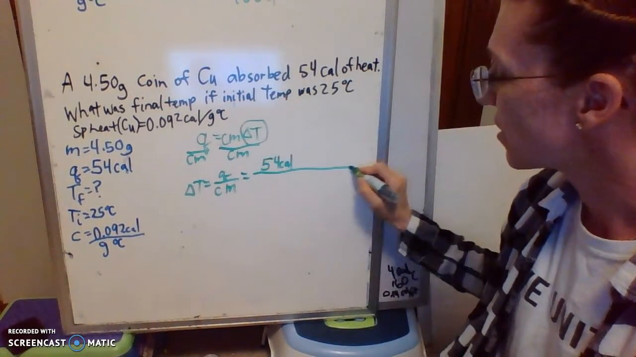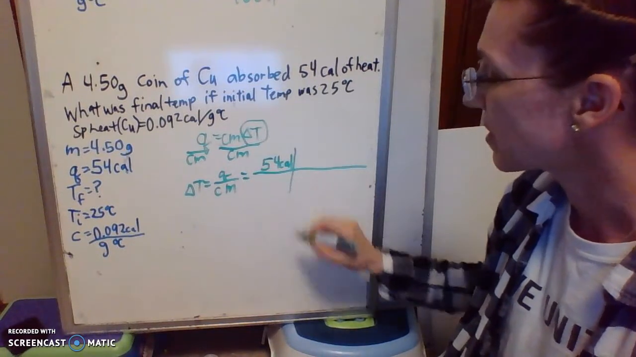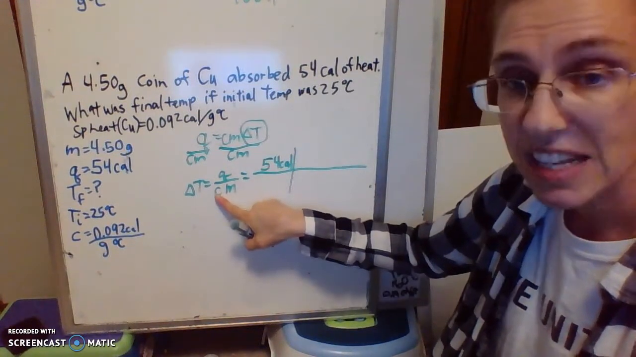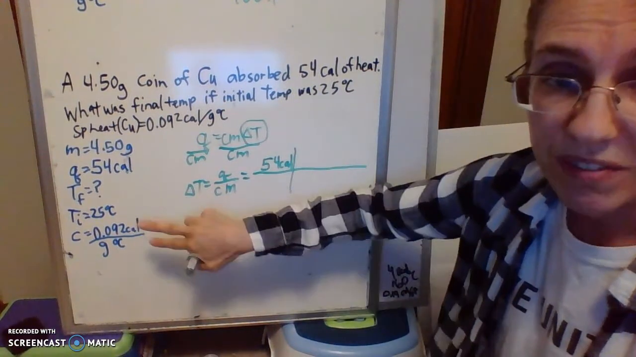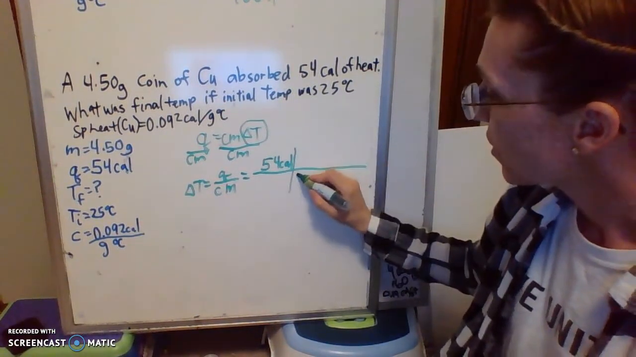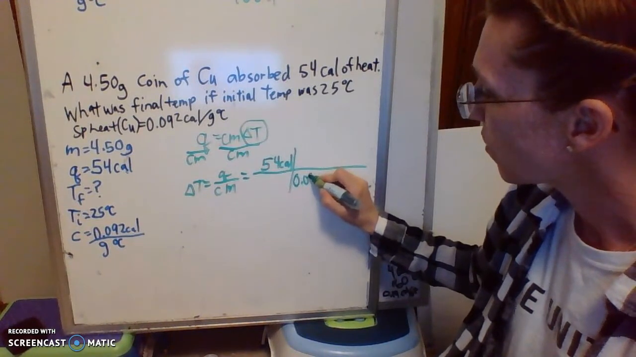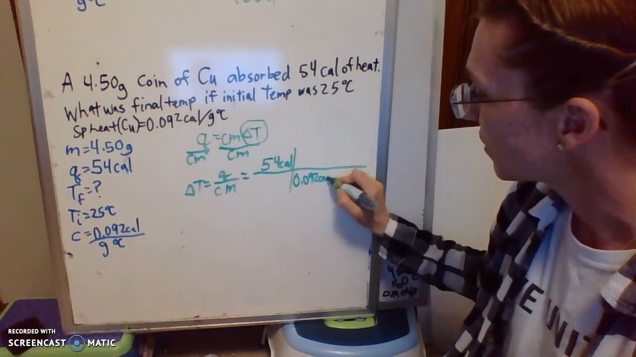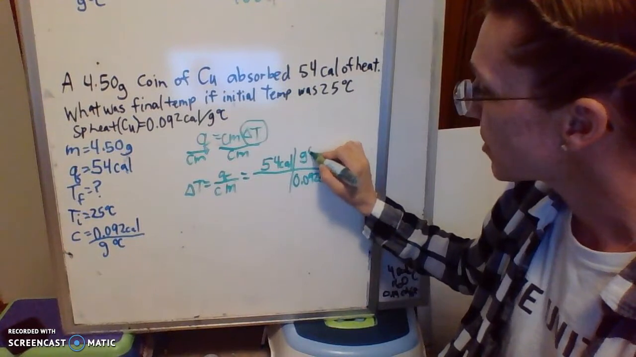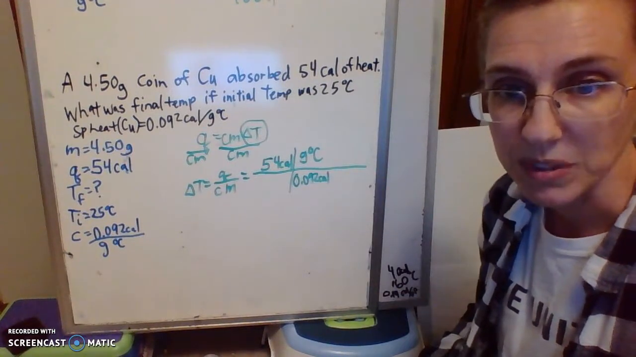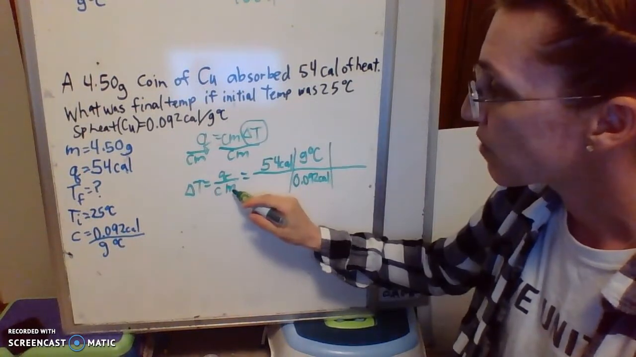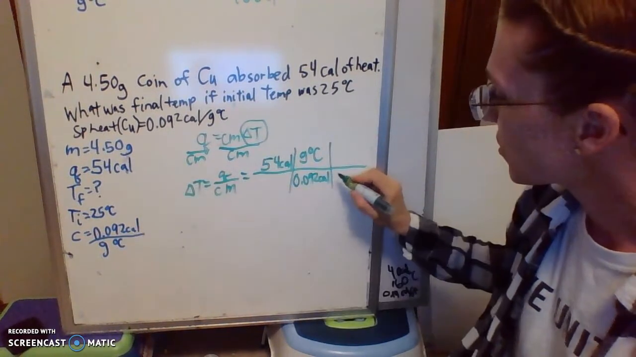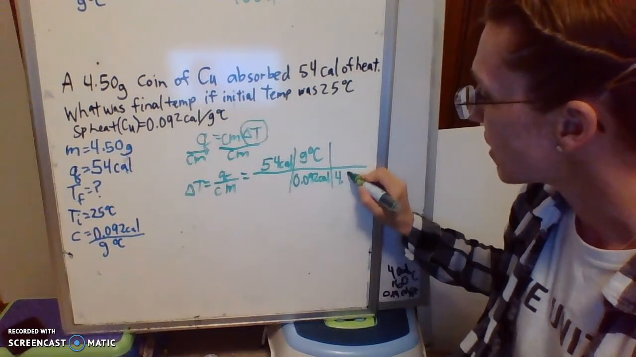Now I'm going to give each thing its own space in our grid. Our C has to go in the denominator. We're dividing by it. Remember, it's a fraction, so we have to flip it upside down. So it's 0.092 calories, and then the grams and the degrees Celsius go on top because we're multiplying by the reciprocal. Now we're dividing by the mass. The mass is just a number, so we're going to put that in the denominator.